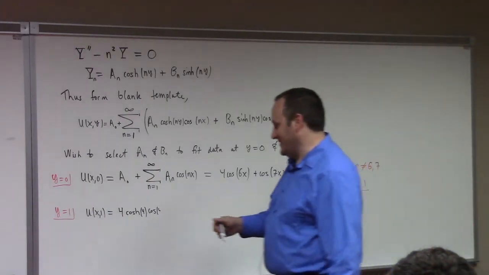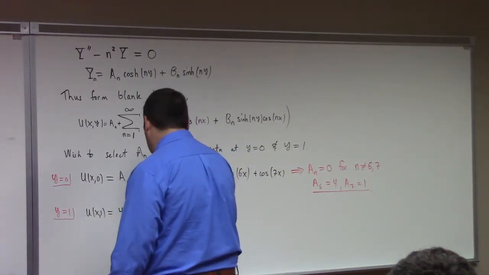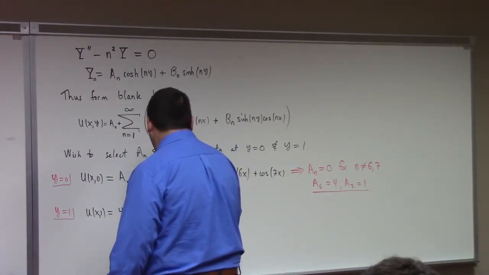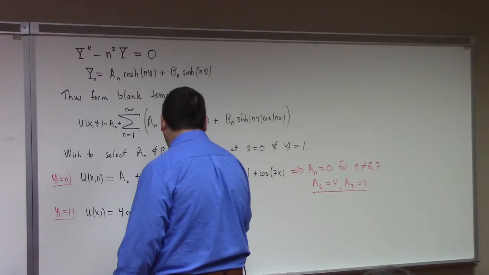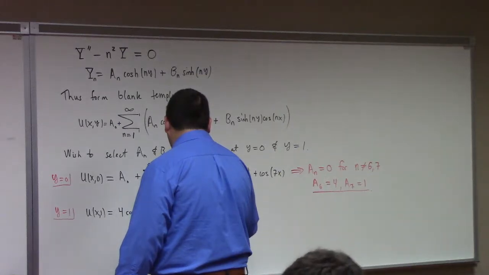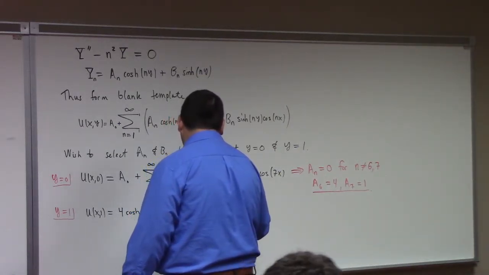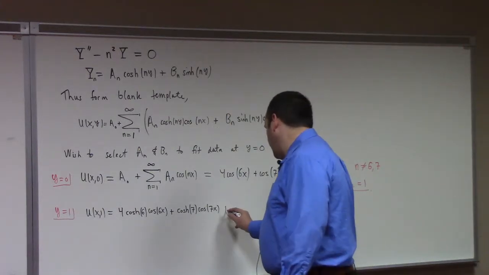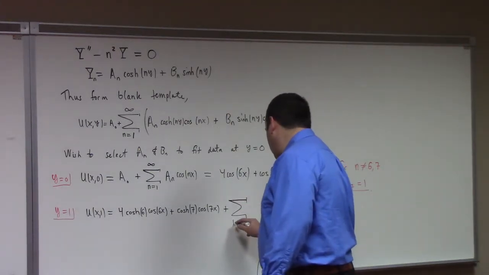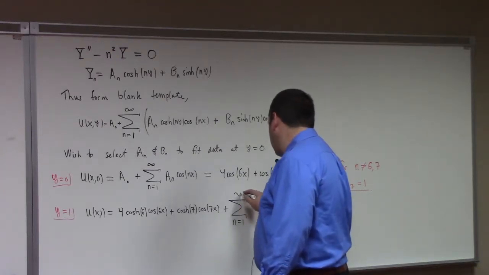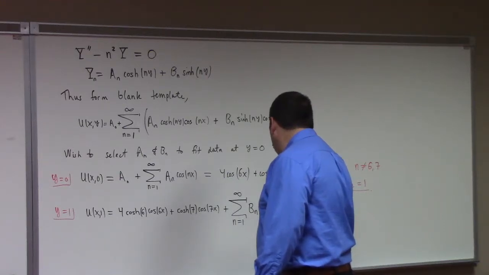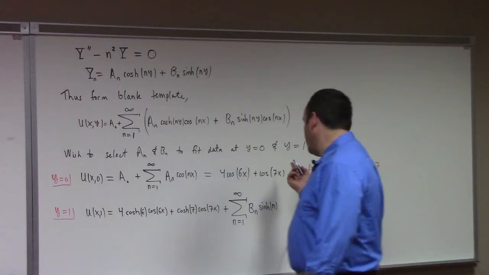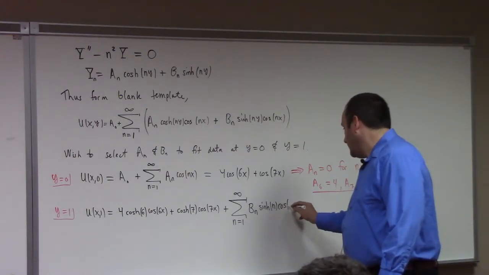So I should do 6y, which is 6 when we put in y equals 1. Cosine of 6x plus cosh of 7 cosine of 7x. All right. And then we got plus the summation n equals 1 to infinity of b sub n, which we don't know yet, sinh of ny, which is sinh of n, because y is equal to 1, cosine nx.